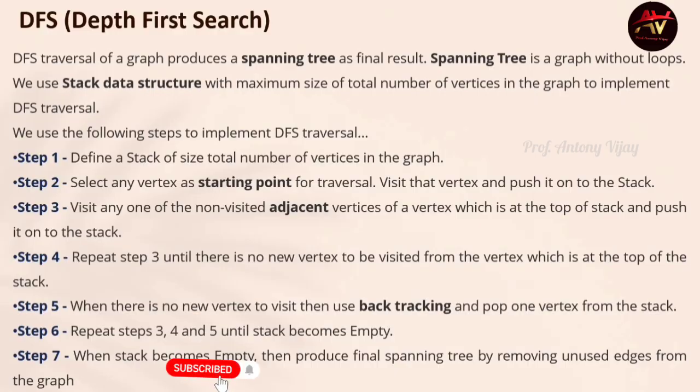At one point of time we are not able to find a non-visited vertex, and at that time we apply a backtracking technique. This technique is used to backtrack from the previous node, so that we pop the topmost element from the stack, and this process continues until the stack is empty. Finally we remove the unused edges. After that we will find the spanning tree. So let's see the implementation with the help of a diagram.